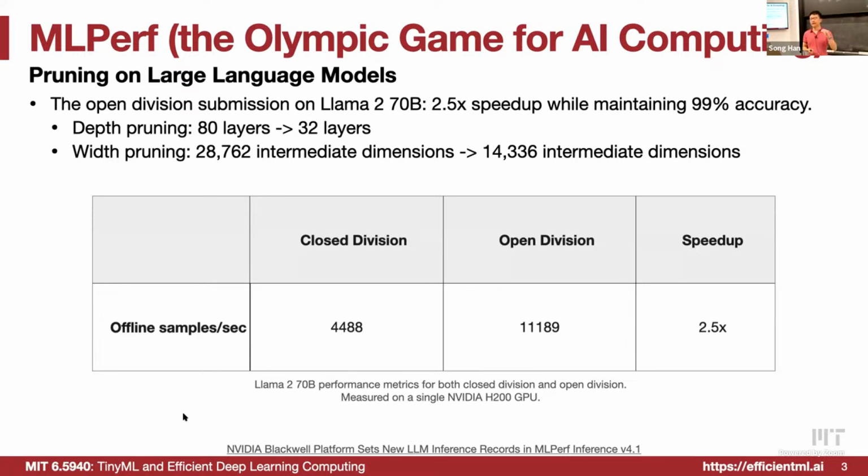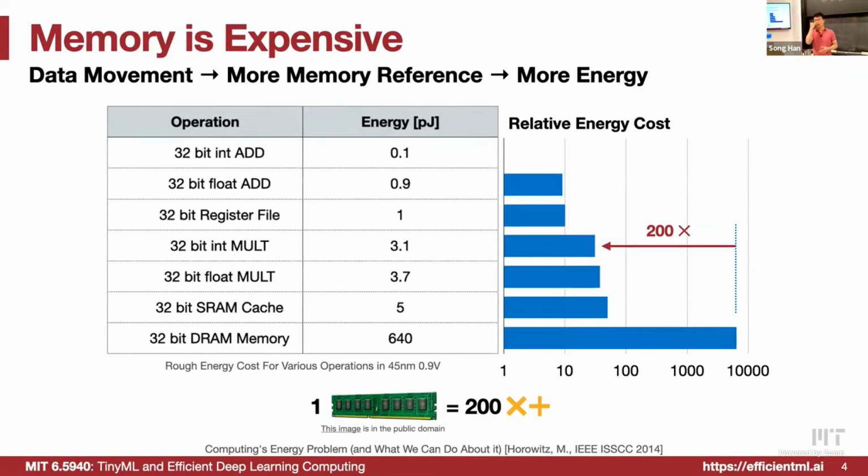This technique applied 2 pruning techniques. One is depth pruning, reducing the number of layers from 80 to 32, followed by width pruning, reducing the channel dimension from 28,000 to 14,000. And as a result, there's about 2.5x speedup running at a good accuracy. So hopefully that motivates the importance of pruning.